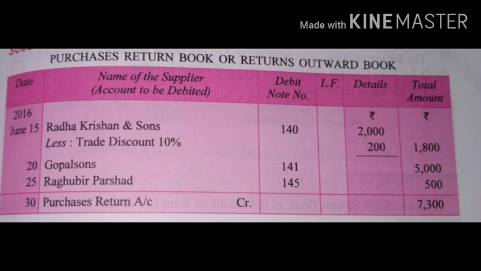But at the last we will total up this column of the total amount, and then on the 30th, at the end where we are putting the total, we will write purchase return credit, because we will debit the different parties, Radha Krishna, Gopal Sons, Raghuveer Prasad, and the purchase return account is credited with 7,300. That's why this has been shown.